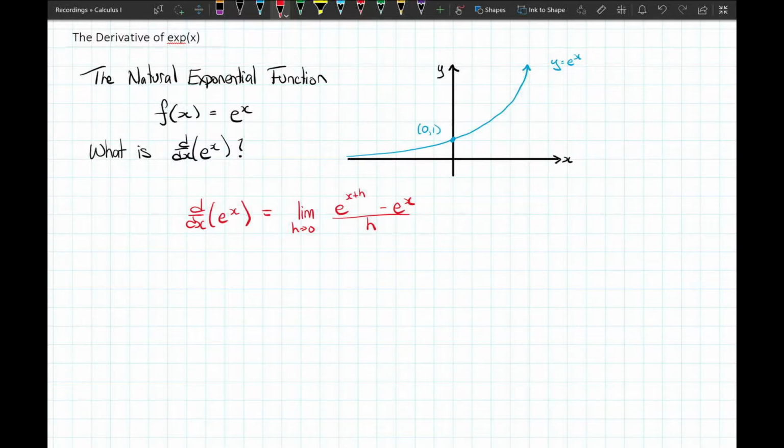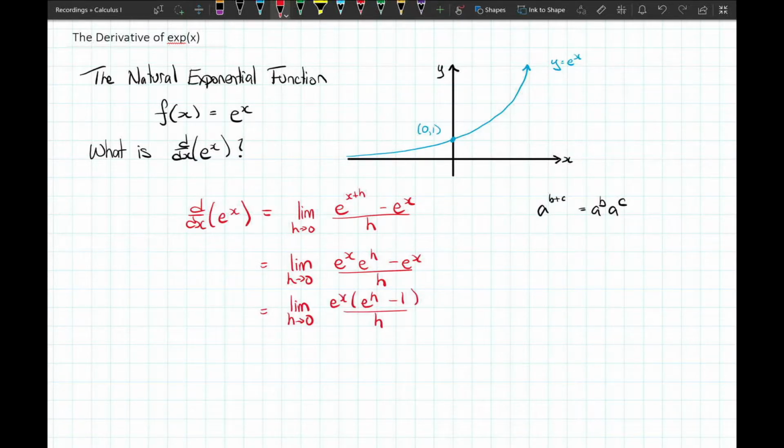And e to the x plus h, whenever we have two exponents added together, we can always simplify. Remember that a to the b plus c can be written as a to the b times a to the c. And e is simply just a number like any other. So we can write this as e to the x times e to the h minus e to the x over h. And now we can start to see that a few things are able to factor. Well, we could factor e to the x out, but it doesn't seem like anything actually cancels here.